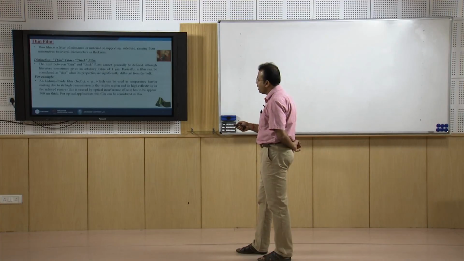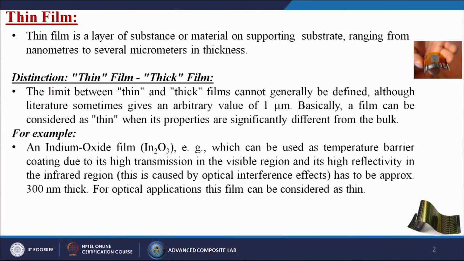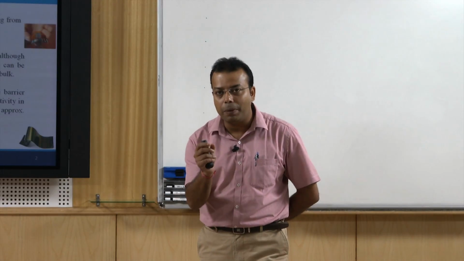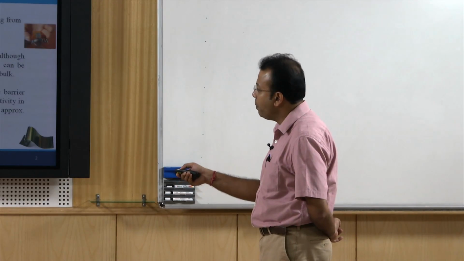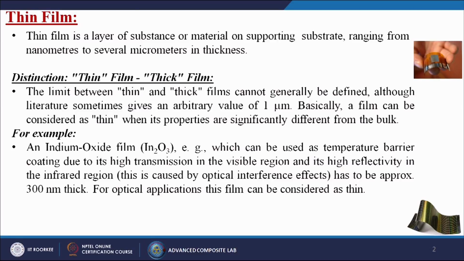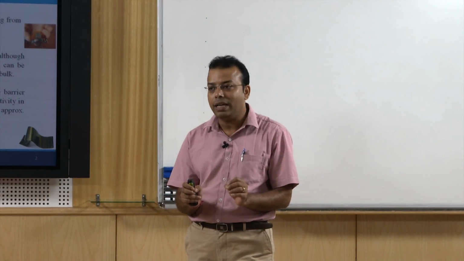For example, an indium oxide film can be used as a temperature barrier coating due to its high transmission in the visible region and its high reflectability in the infrared region. This is caused by optical interference effects, and the film has to be approximately 300 nanometer thick. So, you can imagine that here we are considering 300 nanometer as a thin material for optical applications.